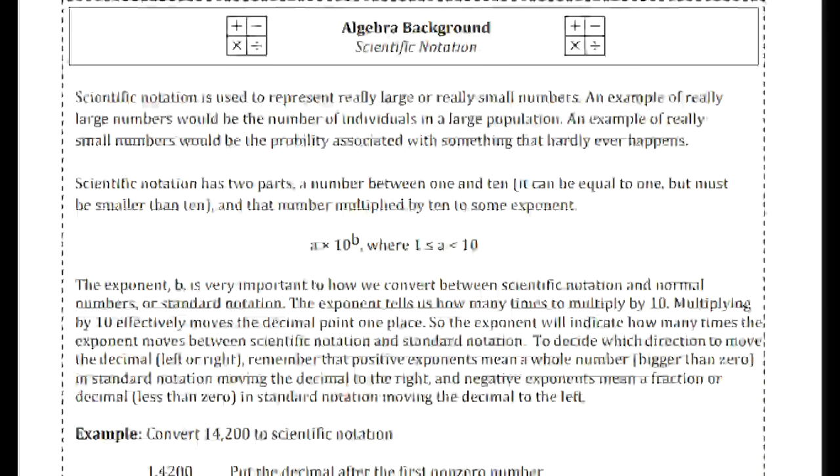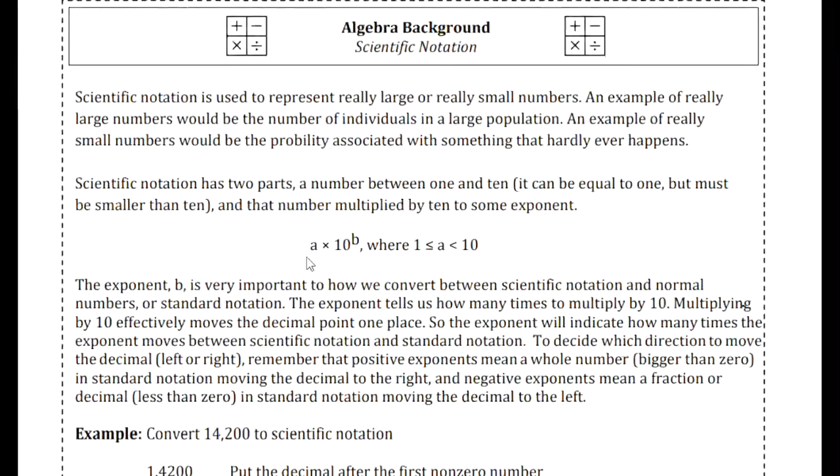First, a number that's between 1 and 10, which we call A. So it's greater than or equal to 1 and strictly less than 10. That gives us a number that is pretty manageable. The second part is 10 raised to a power.